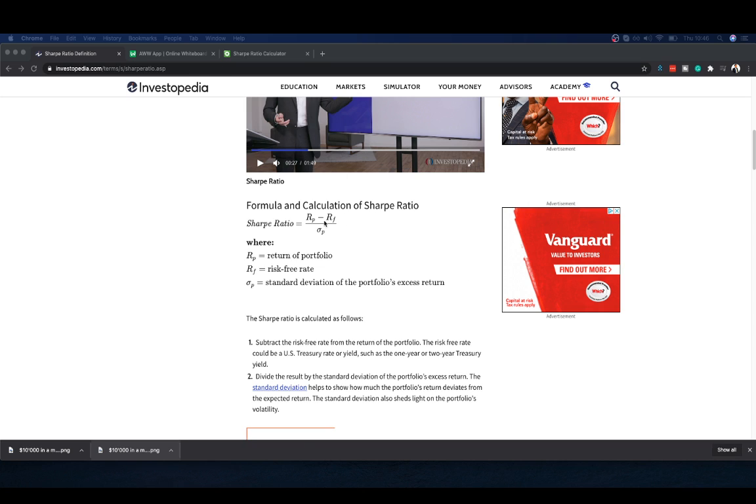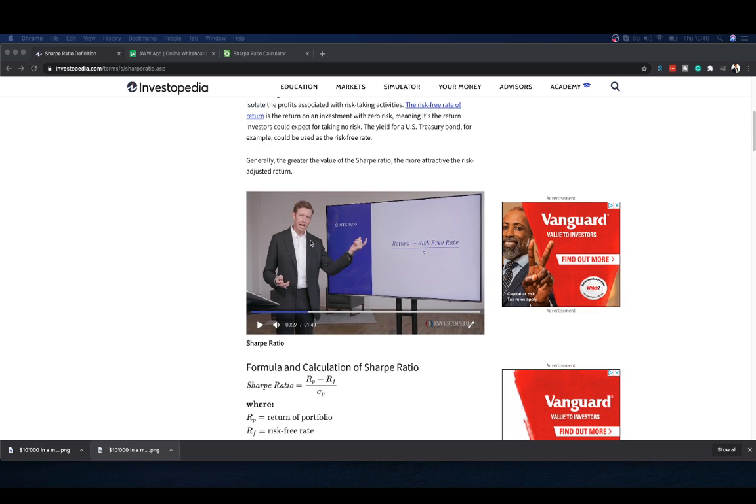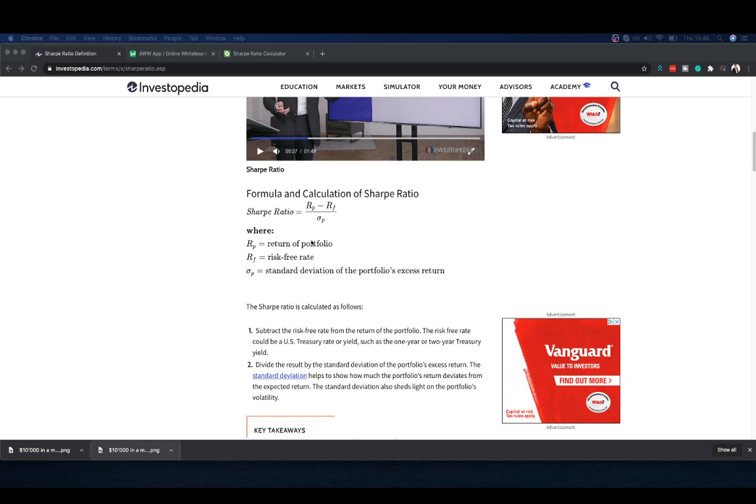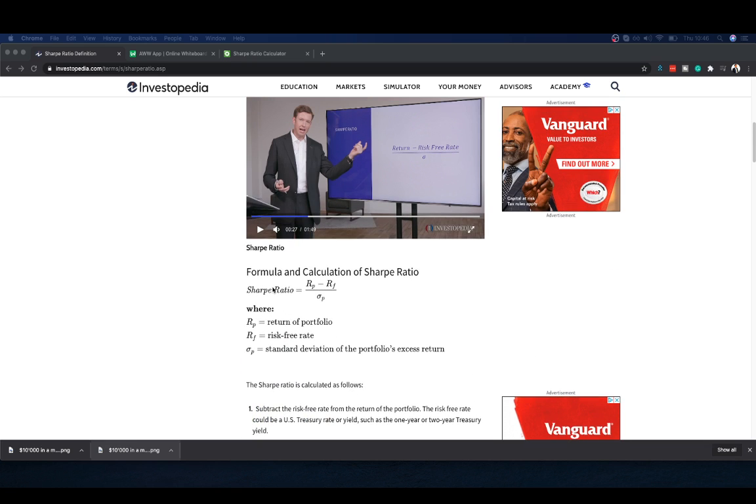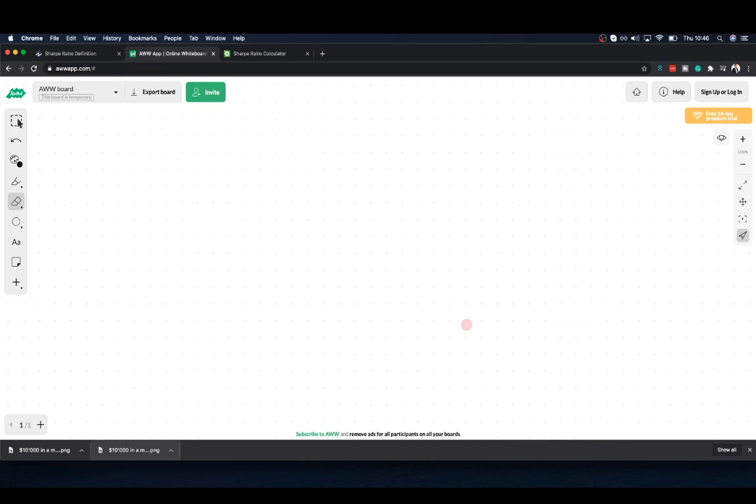Okay, so in simple words, if the Sharpe ratio is high, you are a good trader. If the Sharpe ratio is low, you are not that good. If your Sharpe ratio is negative, then you should stop investing. You should stop trading.